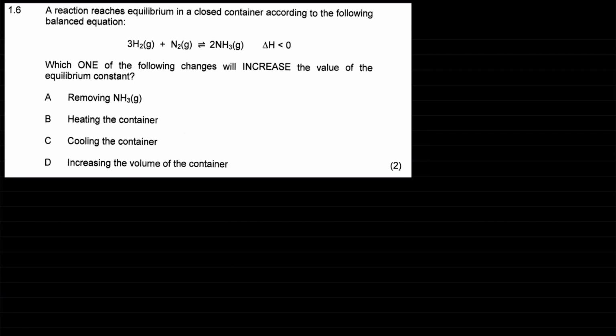Hello, let's take a look at these chemical equilibrium questions. This multiple choice question reads, a reaction reaches equilibrium in a closed container according to the following balanced equation. Which one of the following changes will increase the value of the equilibrium constant? Equilibrium constant is Kc. Now, the only thing that affects Kc is temperature. So we can eliminate A and we can eliminate D.